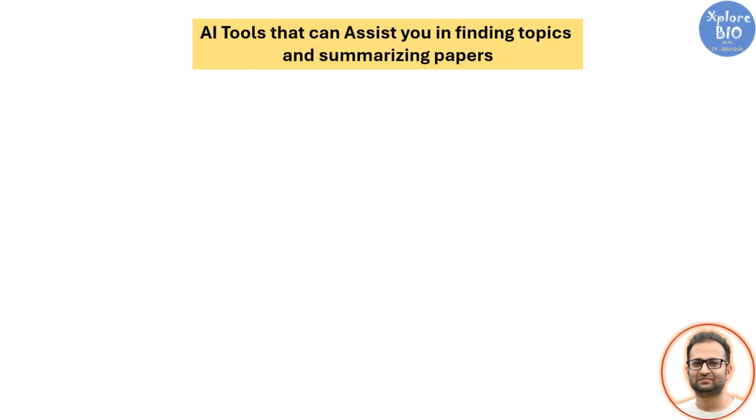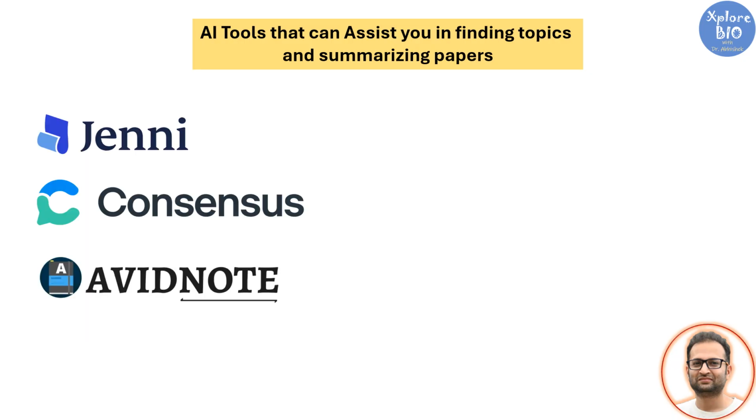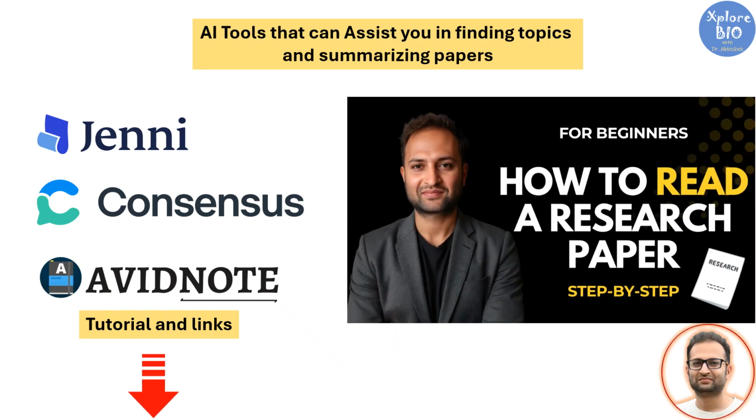Also, a thorough literature search is the key to choosing a perfect topic. There are a few good AI tools such as Jenni and Consensus that can help you search the literature and suggest topics which you can then verify manually. To learn how to use them, check out my detailed tutorial and links given in the description. If you want to learn how to read research papers effectively and easily, watch this video.